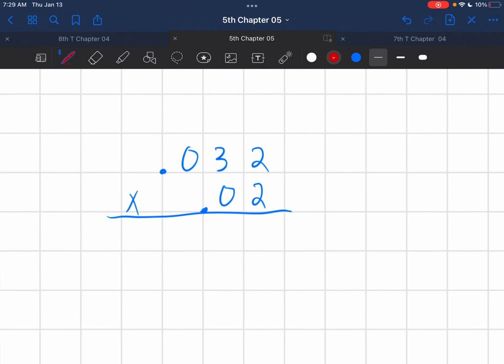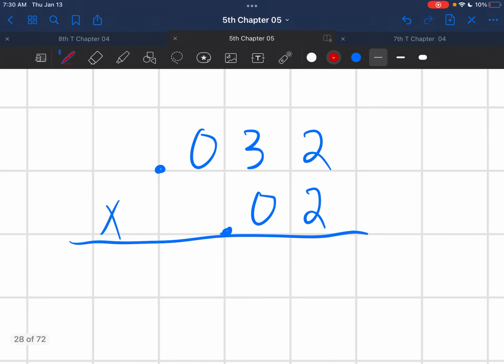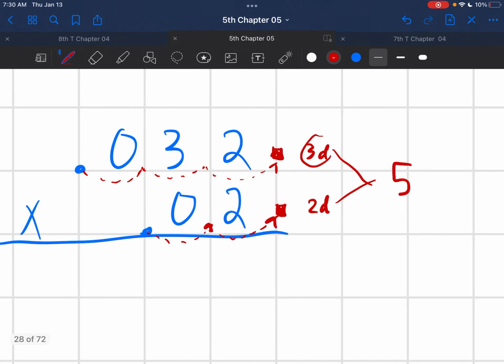All right, let's try another one. This time, this one involves zeros. And let's see how we can do this one. All right, so remember, we don't want to multiply with decimals. So let's move it once, twice. Here's my decimal. So I have 2D. Now I'm going to do this one over here. 1, 2, 3. So I have 3 decimals over here, 3D. Now, how many decimals did I move in total? I moved a total of 5 decimals, 5D.